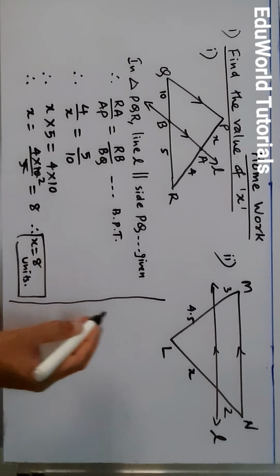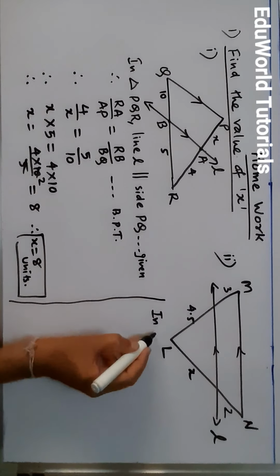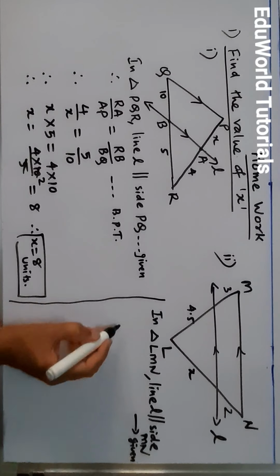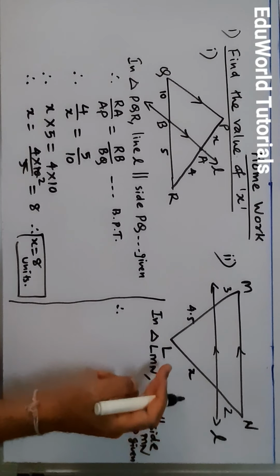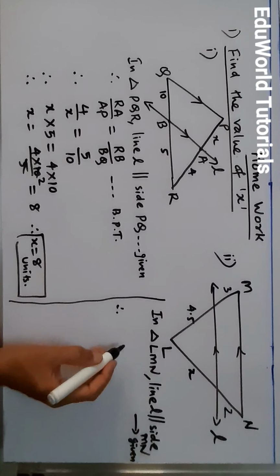Same way we can solve the second sum. Tell me what to write. In triangle LMN, line L is parallel to side MN. This is given to us. Therefore, which ratios are equal? See, the points of intersection are not given, so I can directly write like this.